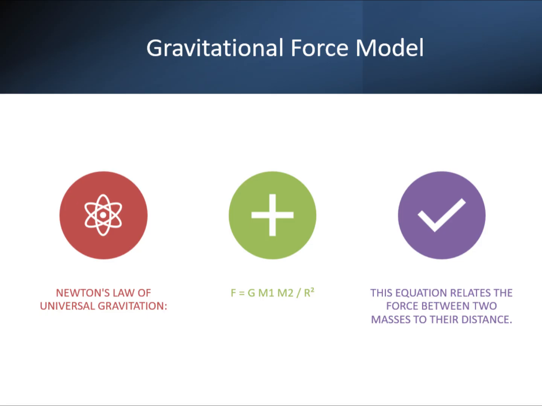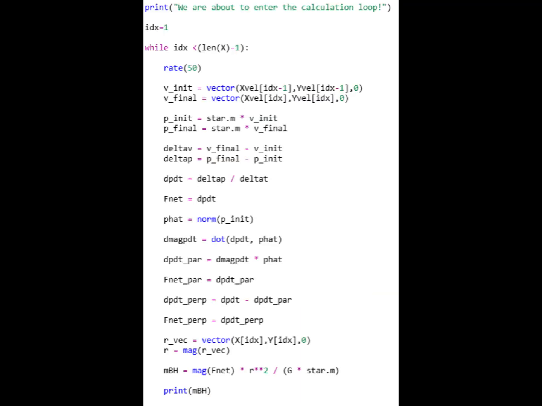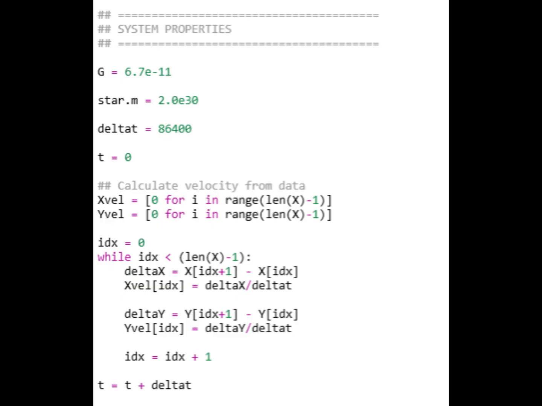The gravitational force between two objects depends on their mass and distance between them, following Newton's law of universal gravitation. These equations allow the computational model to determine the forces acting on objects and update their motion over time.